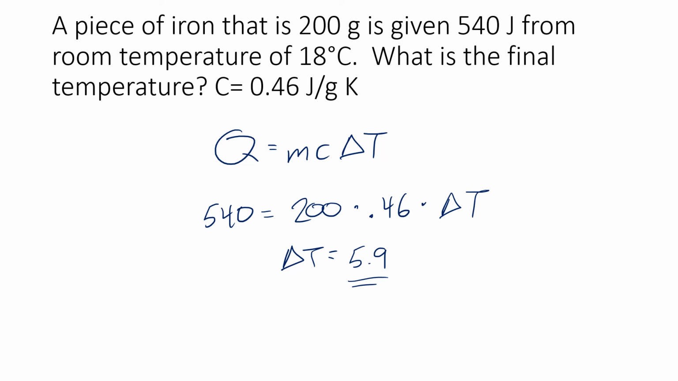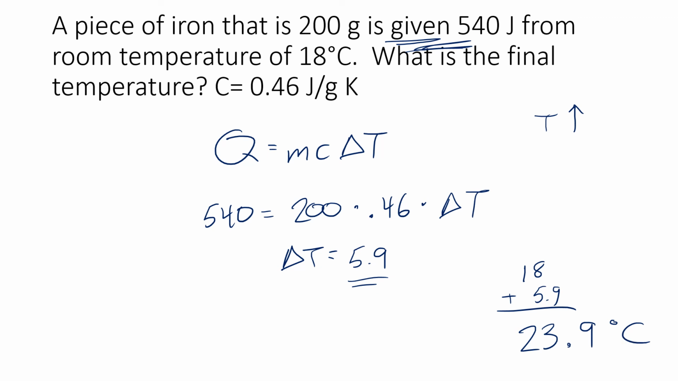Because I don't worry about positive or negative, I'm thinking about it like this: it was given this much energy, so the temperature is going to go up. Since the temperature goes up, it went up by this much. So the temperature started at 18, and then we added 5.9 to there. That means the final temperature is going to be 23.9 degrees Celsius. You could switch it to Kelvin if you want, but unless it asks for something specific, either unit is okay.